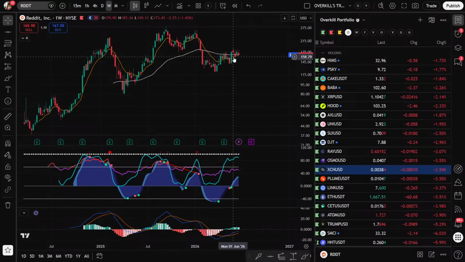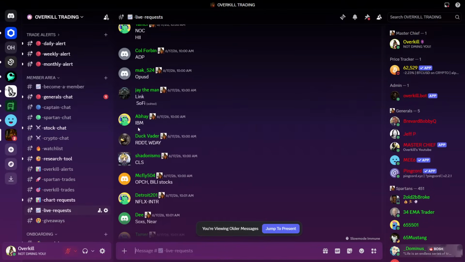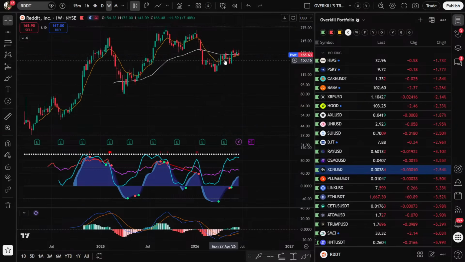And some of those names that are just very choppy are hard to read sometimes, because when we're chopping around, we're not moving anywhere. Okay, you can get a big impulsive move to the downside. That's why we want to use a stop loss right there at 155.